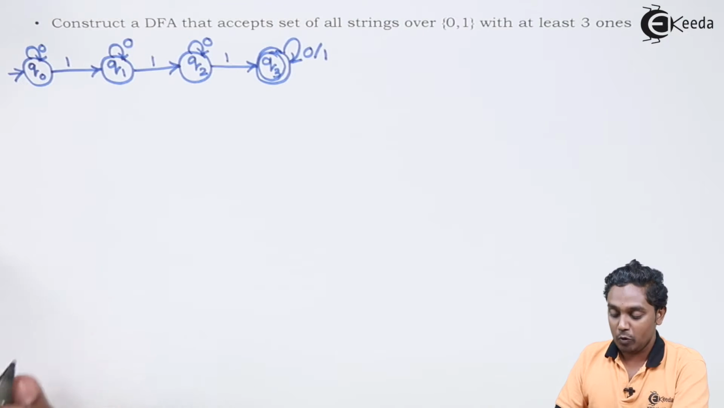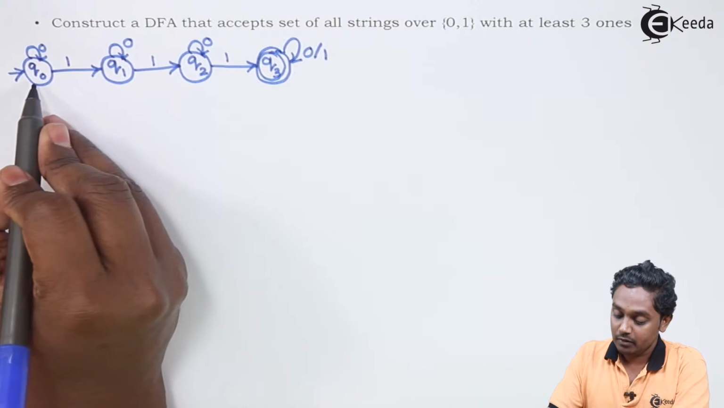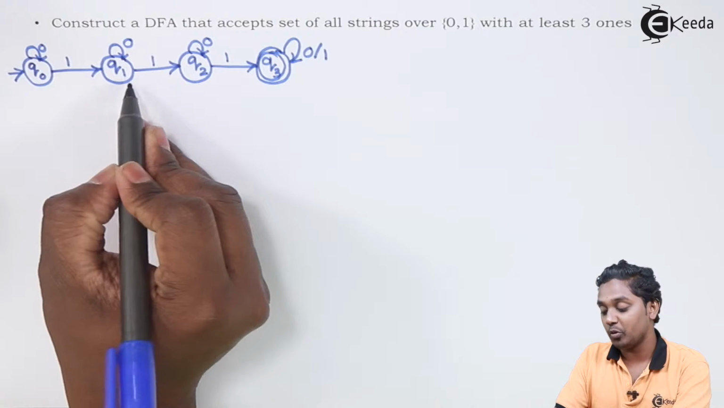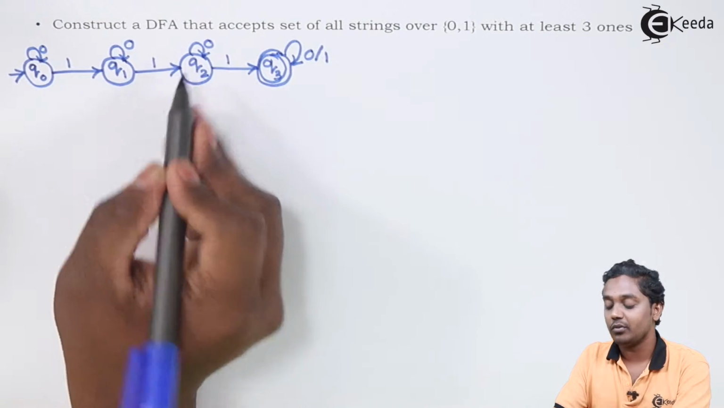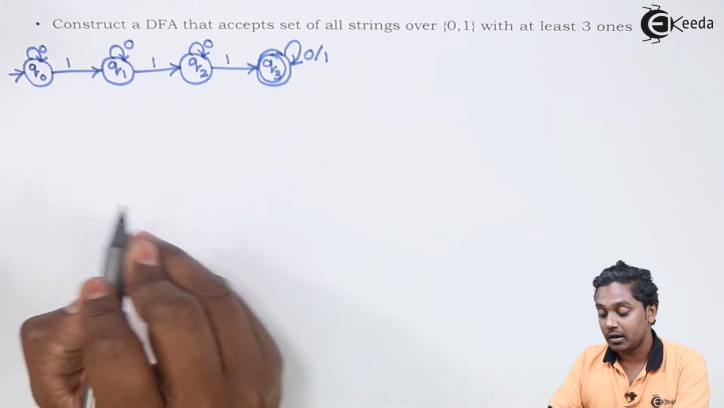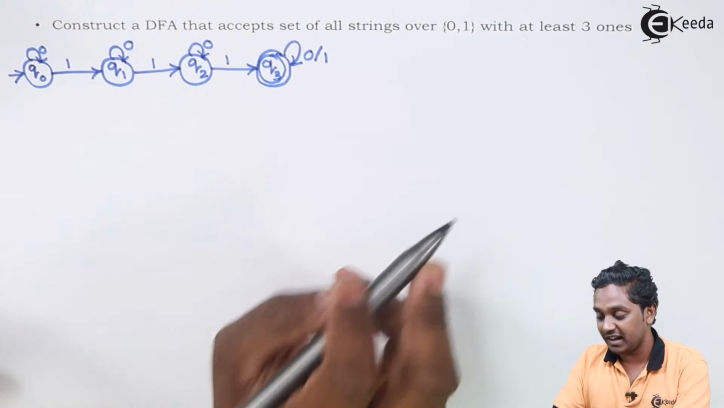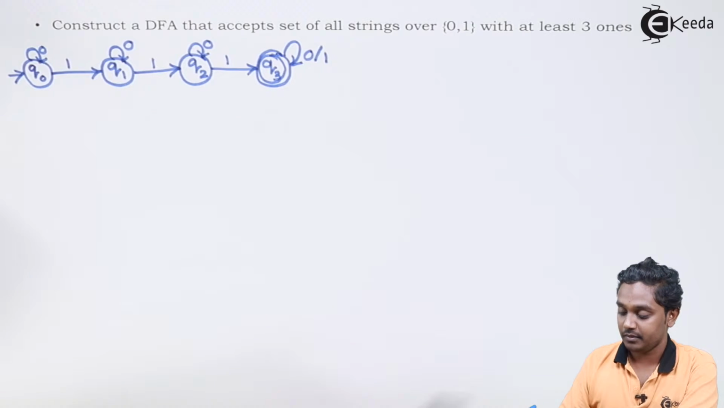Is it accepting 1 1? No. Let's see. With 1 1, it will have a transition from Q0 to Q1 and a transition from Q1 to Q2, and Q2 is a non-final state. So 1 1 is not accepted, but 0 1 0 1 0 1 is accepted because it contains exactly 3 ones.